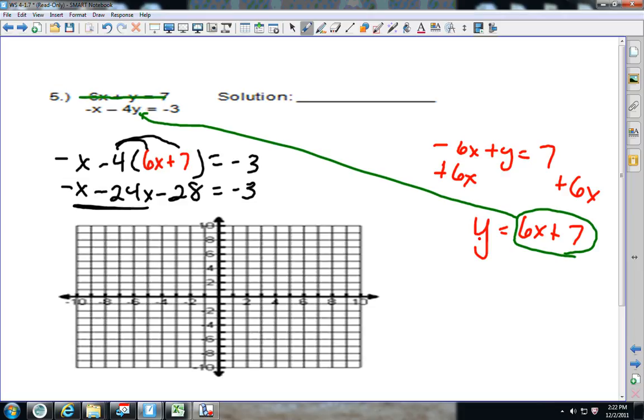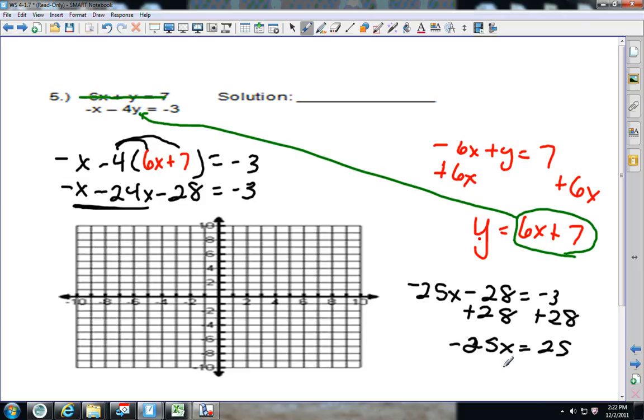Combine like terms, put these together. Well, I think I'm going to have to go over here now. I've got negative 25x minus 28 equals negative 3. Add 28 to each side. Negative 25x equals 25. Divide by negative 25. X equals negative 1. So I have x equaling negative 1.